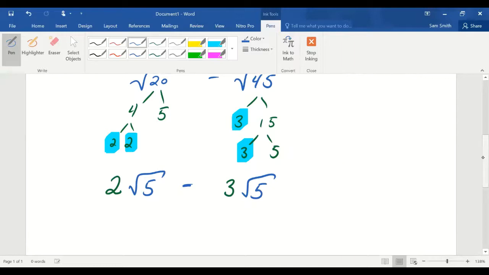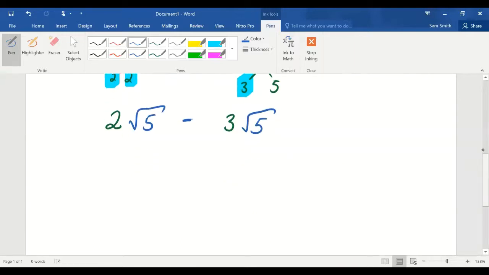So in the end, it seems that these terms are actually like terms. 2 times root 5, 3 times root 5, same index, same radicand. The only difference is the number outside the root. So I have 2 take away 3. I have negative 1 root 5. Or if you prefer, simply negative root 5.